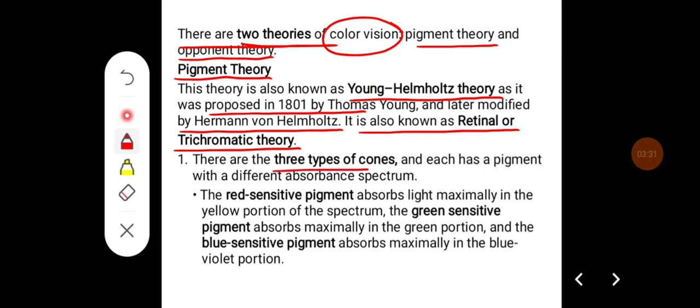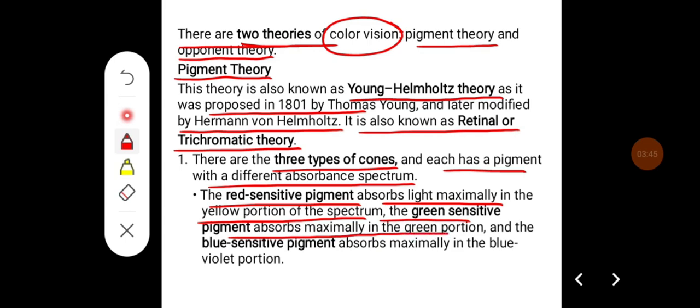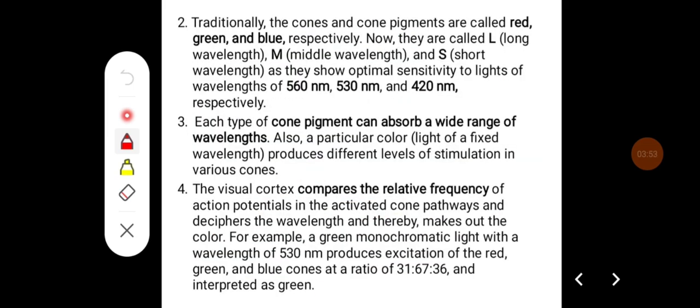There are three types of cones, and each has a pigment with different absorbance spectrum. The red sensitive pigment absorbs light maximally in the yellow portion of the spectrum. The green sensitive pigment absorbs maximally in the green portion, and the blue sensitive pigment absorbs maximally in the blue violet portion. Traditionally, the cone pigments are called red, green, and blue respectively.